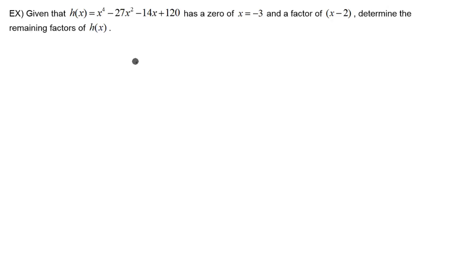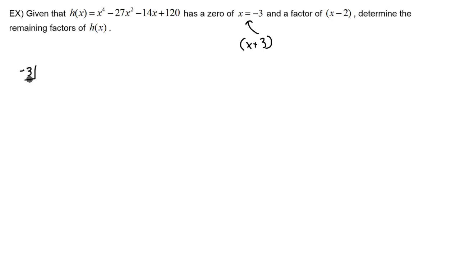This last example is asking us to do the same thing. We need to come up with the remaining factors of this polynomial. Now, we're given a 0, which is x equals negative 3. Basically, it's coming from x plus 3. Okay, that's the factor. However, we're going to still use the 0 to do synthetic division with this polynomial.